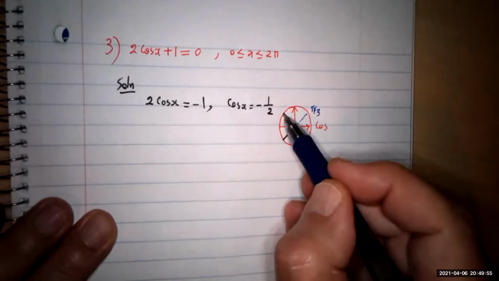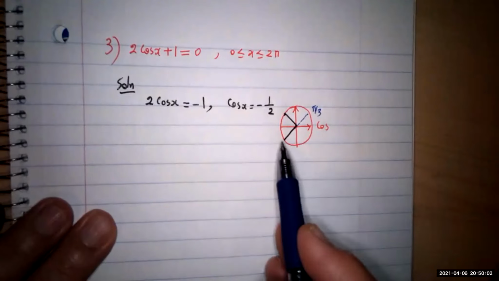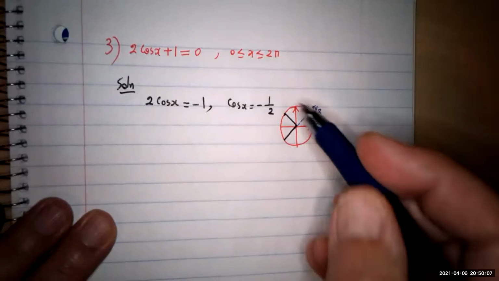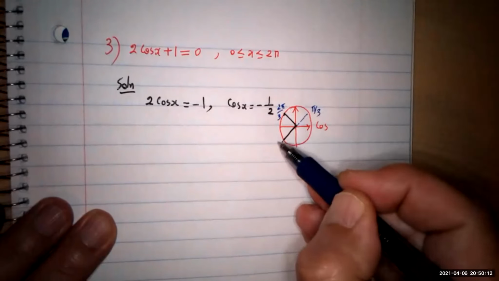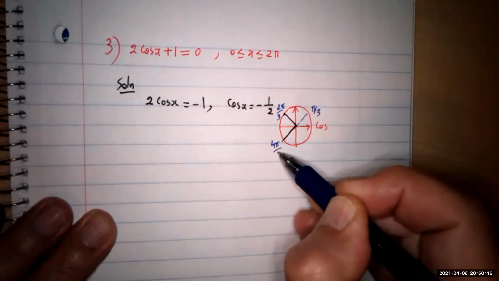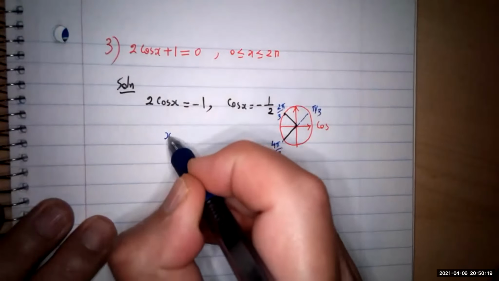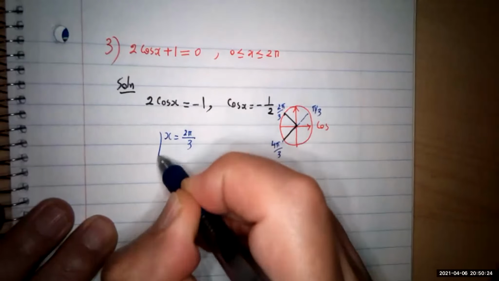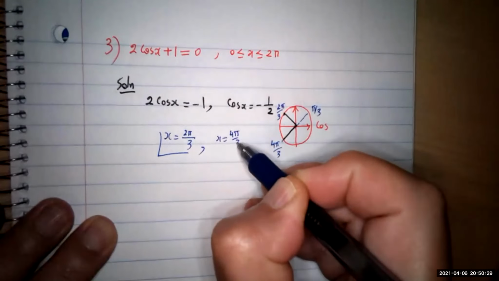So over here is going to be what? It is 180 minus pi over 3, which is 2 pi over 3, yes? 120 degrees. Mm-hmm, 2 pi over 3. And 4 pi over 3. So it's 120 and 240. Okay, so x is equal to 2 pi over 3, and x is equal to 4 pi over 3.